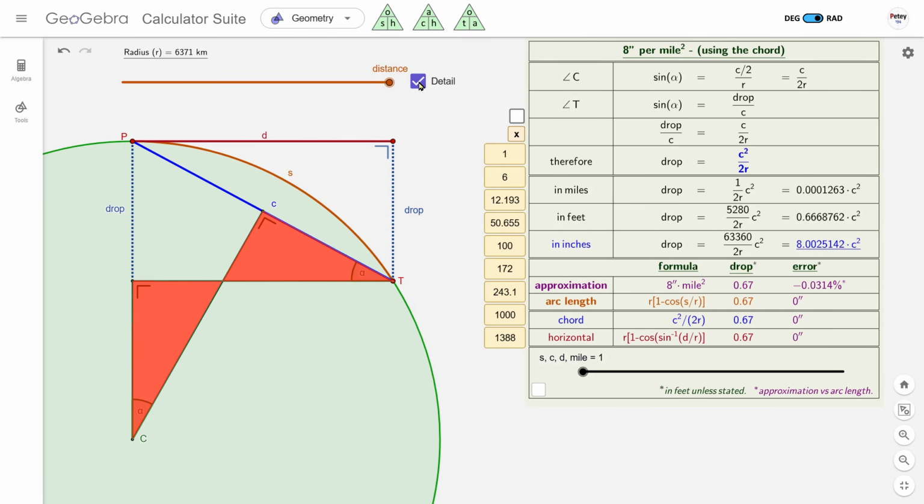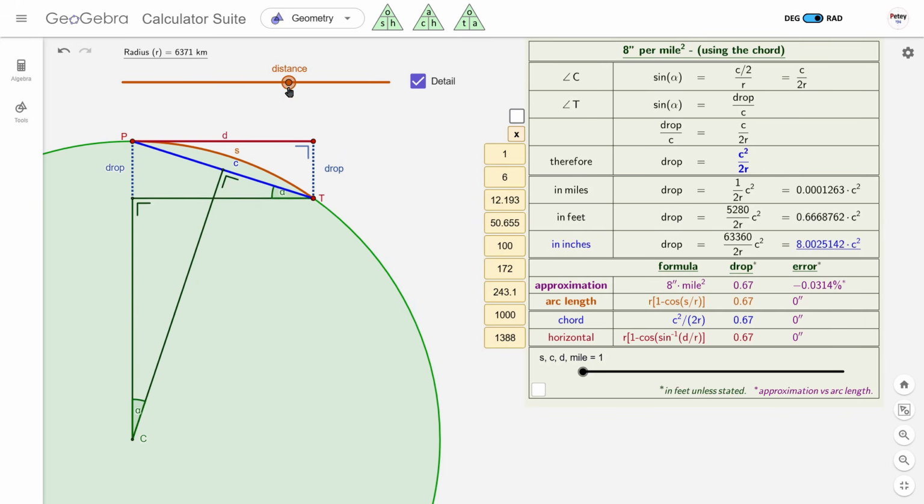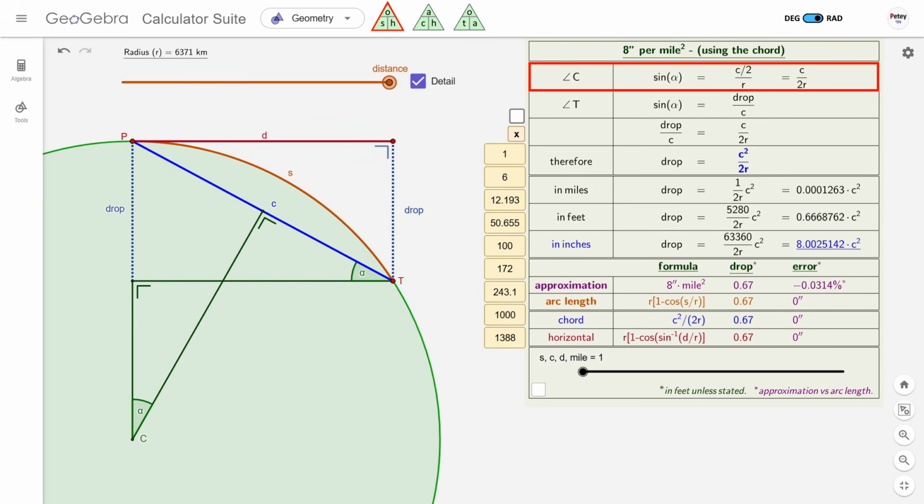Notice these two right triangles are similar. Sine alpha at C is the opposite side over the hypotenuse, or half the chord over the radius, and we can simplify that to C over 2r. Sine alpha at T is also the opposite side over the hypotenuse, but this time it's simply the drop distance over the full chord length. That gives us this equation, which can be rearranged to give us the exact formula for the geometric drop when using the chord distance as the input.